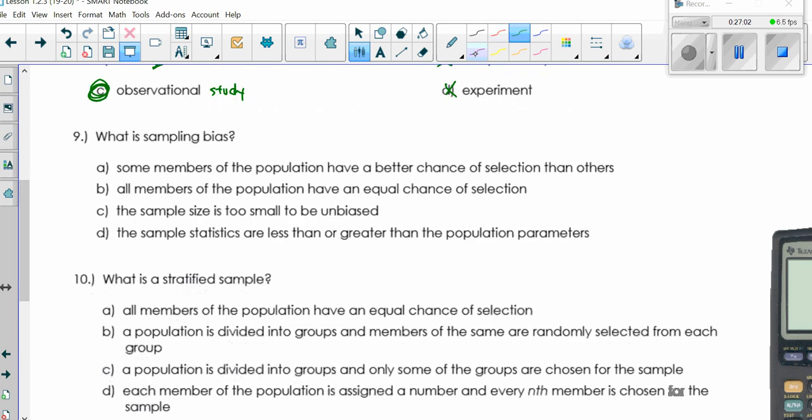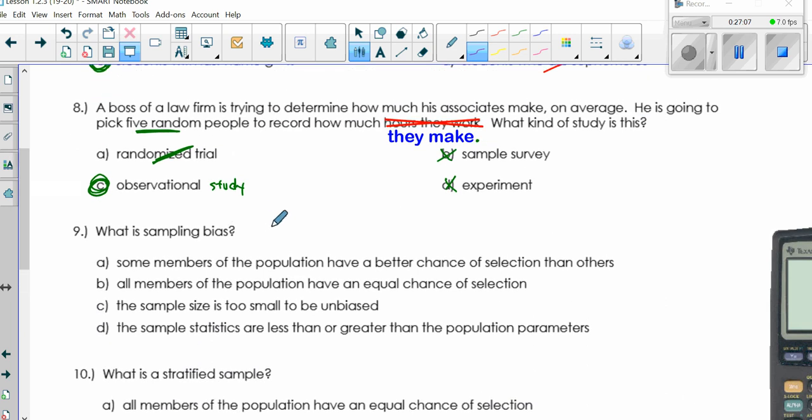The next one says, what is sampling bias? So it's been a little while since we've talked about bias. So sampling bias, just so we understand, is when it's leaning towards something. So it's when you read something and it seems like it's kind of pushing you in one direction and making you think a specific way. Okay. So let's read through all of the examples. So which one is a sampling bias, meaning that it's leaning towards something, pushing towards thinking some way?